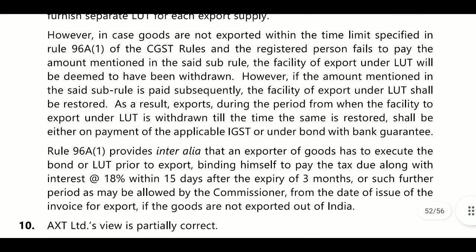However, in case goods are not exported within the time limit specified in Rule 96A(1) of the CGST Rules, and the registered person fails to pay the amount mentioned in the said sub-rule, the facility of export under LUT will be deemed to have been withdrawn. However, if the amount mentioned in the said sub-rule is paid subsequently, the facility of export under LUT shall be restored. What is there here?